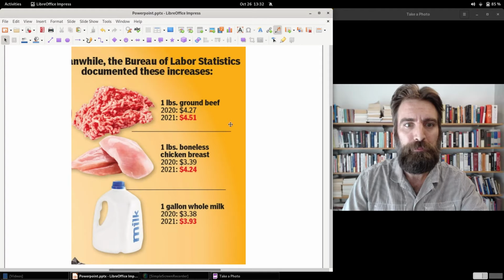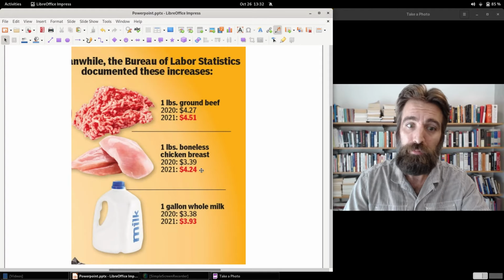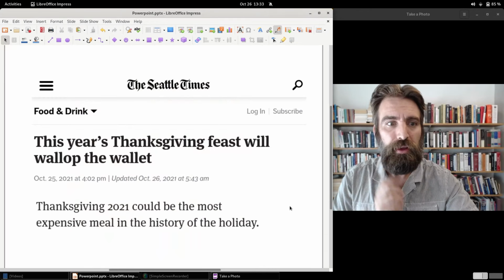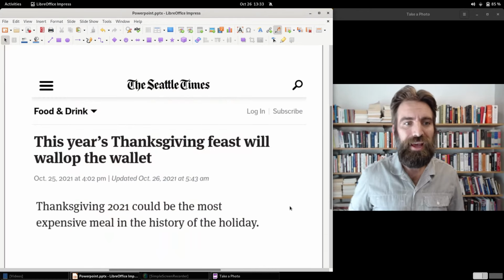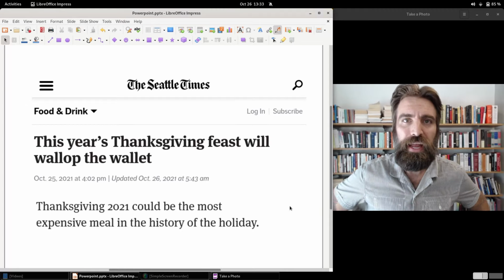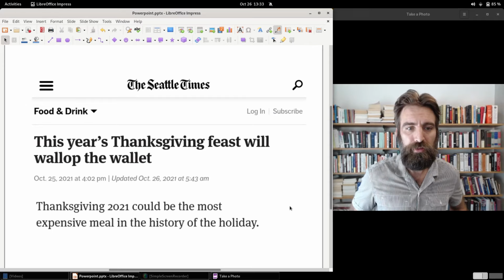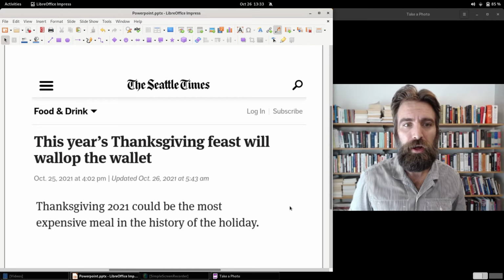Look at these numbers. Ground beef, up. Chicken breast, up. That's quite a jump there, actually. Almost $1. Gallon of whole milk, up almost 60 cents. This is from the Seattle Times yesterday. This year's Thanksgiving feast will wallop the wallet. Thanksgiving 2021 could be the most expensive meal in the history of the holiday.